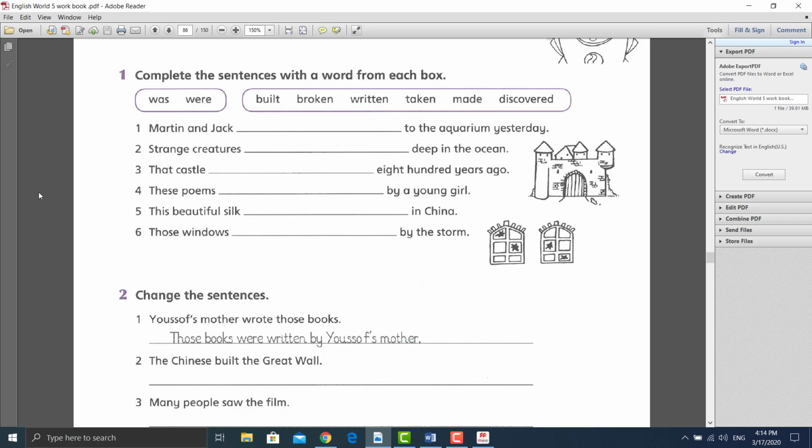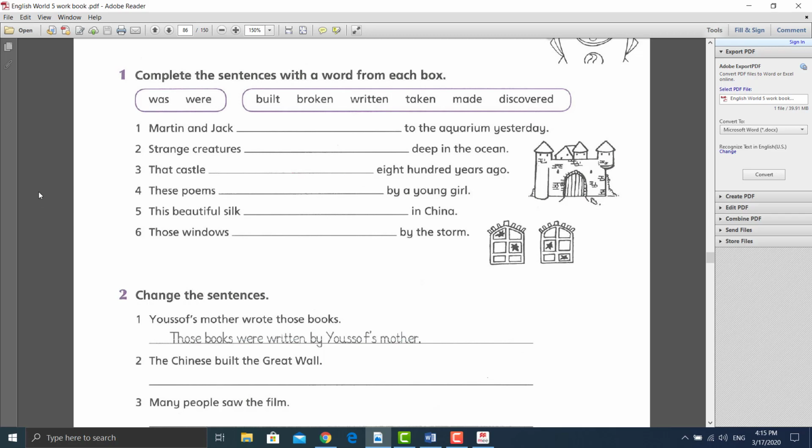Let's move to number 2. Strange creatures. Is it plural or singular? Yes, plural. So we are going to use were. Very good. Strange creatures were discovered deep in the ocean. Strange creatures were discovered deep in the ocean.